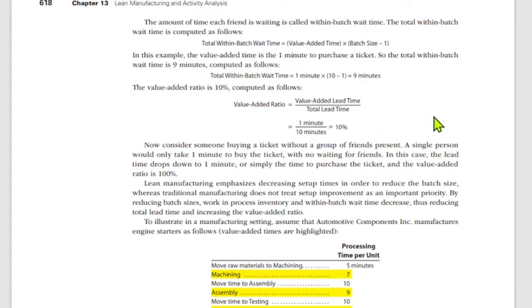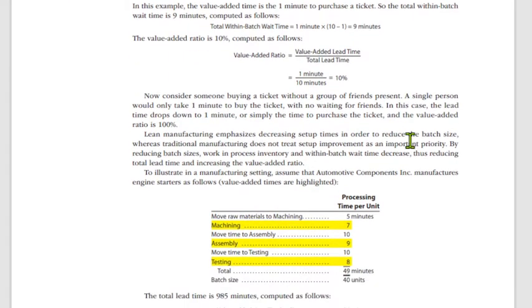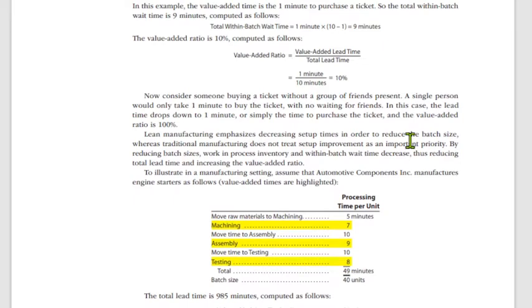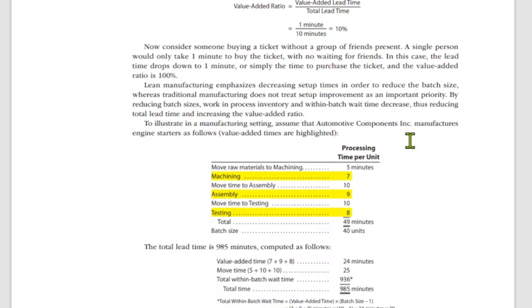ano yung additional effect niya doon sa process. So ibig sabihin kapag sinabi nating the value added ratio is 10%, ibig sabihin looking at the total lead time, ang value added lead time lang doon ay 10%. Ganon yung analysis natin diyan. Okay? So, dapat ang value added ratio is mataas. Kasi kung mababa yan, ibig sabihin, puro non-value added items yung nandun sa lead time natin.